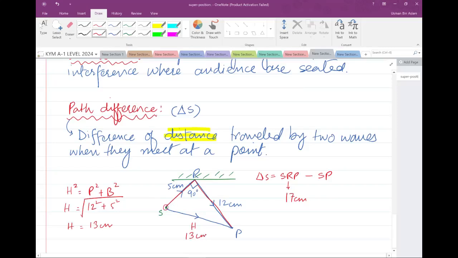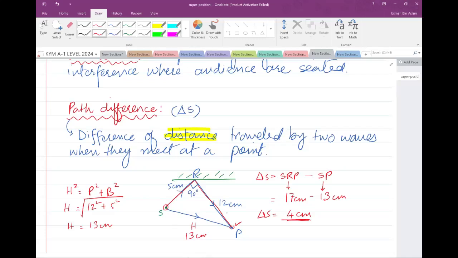So the wave that's coming directly from S to P will travel 13 centimeters when it reaches point P. So the length SP is going to be 13 centimeters. You subtract 17 and 13, you get 4 centimeters. So this tells us that when the waves meet at point P, there is a path difference between them, and that's 4 centimeters. One of the waves has traveled a longer distance as compared to the other one. Do you understand what a path difference is? Just the difference of length.